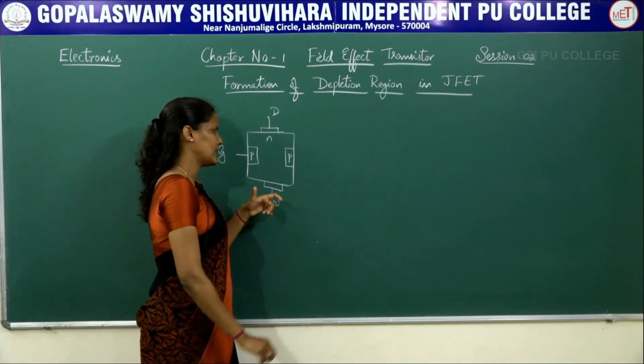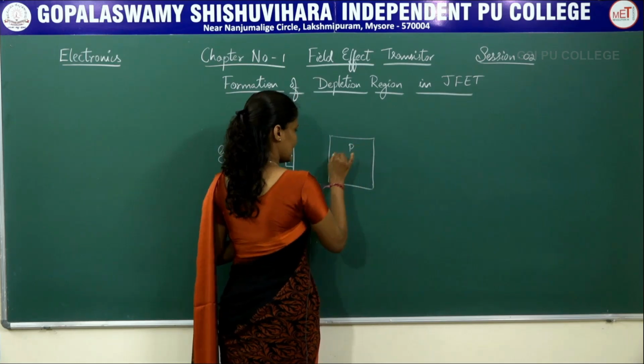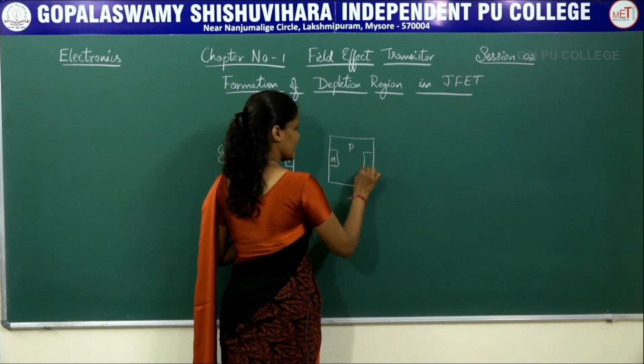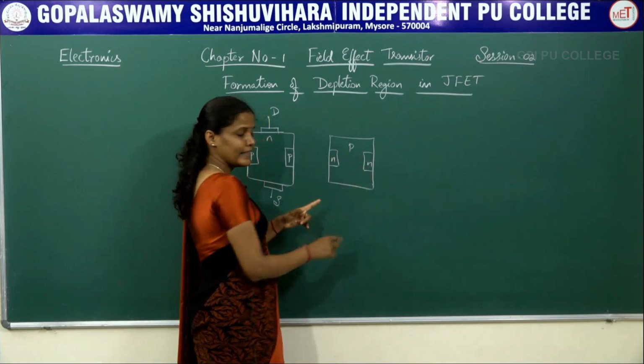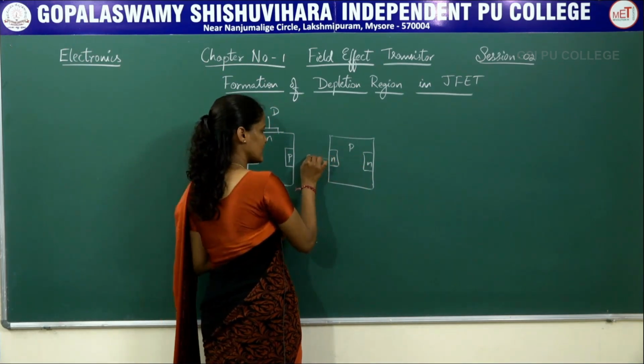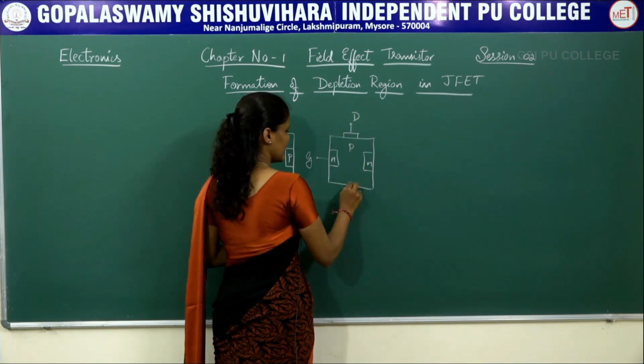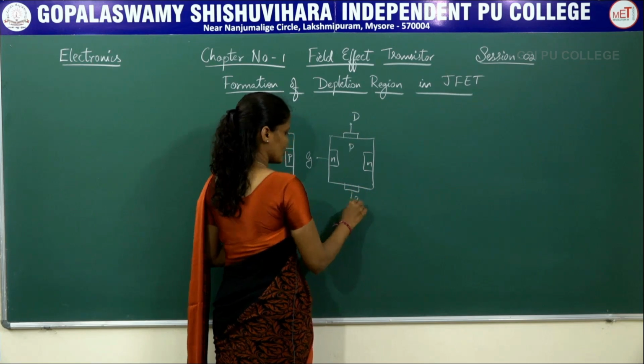Coming to the P channel, the bar will be P type and the sides will be N type. Again these two N type semiconductors will be connected internally to form a common terminal called the gate, and here we will have the drain and here the source.